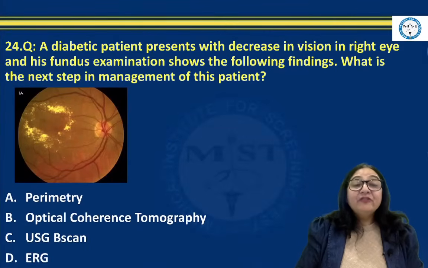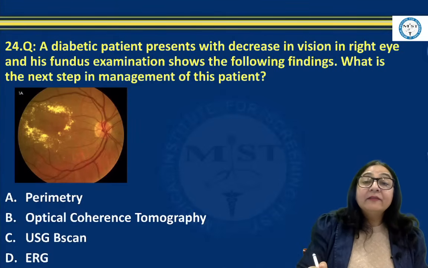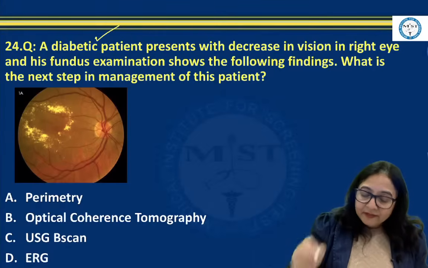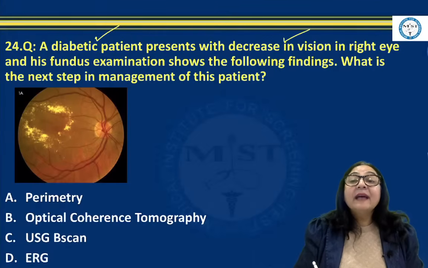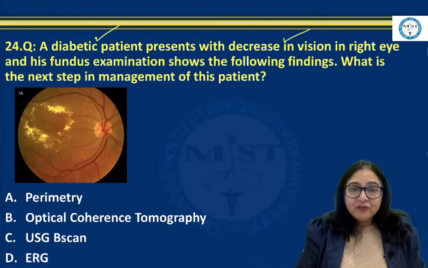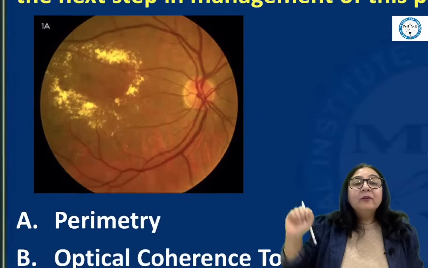A diabetic patient presents with decrease in the right eye vision. Okay? So patient is a diabetic, there is decrease in the vision in the right eye, and the fundus examination shows the following findings. What is the next step in the management of this patient? So have a look at the fundus.